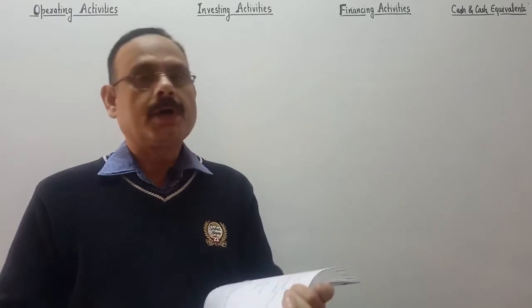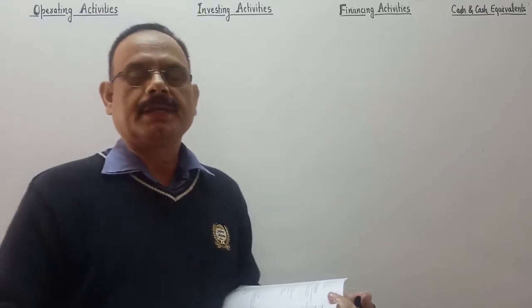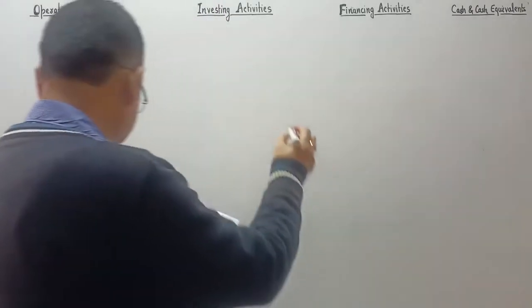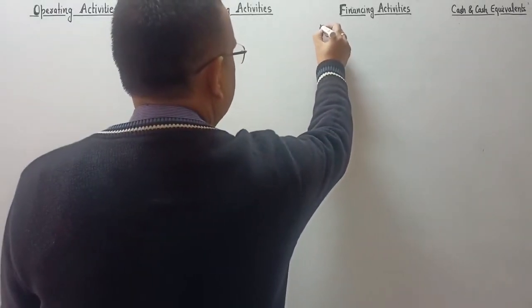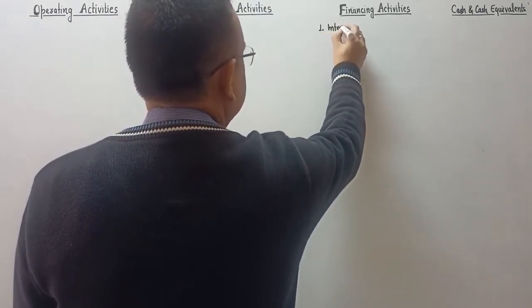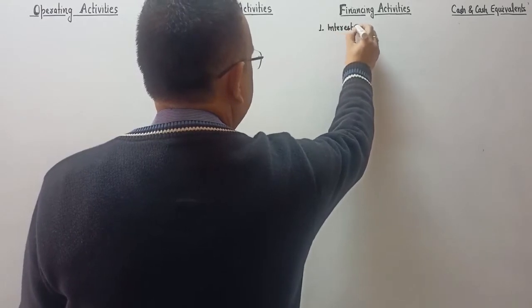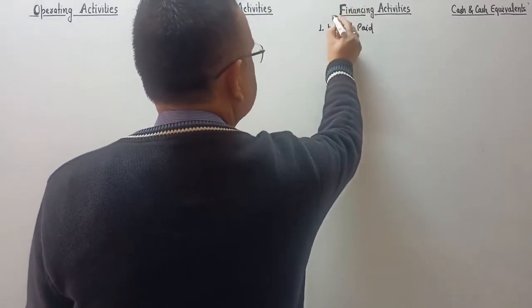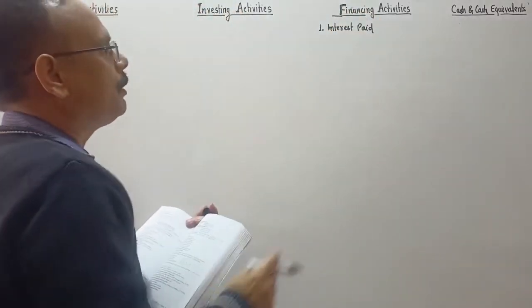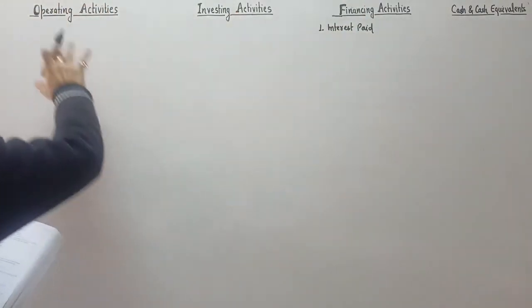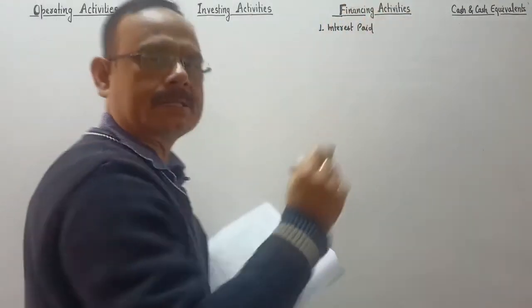Okay, so the first one is interest paid. When we pay the interest, it comes under financing activities. So I am writing below the financing activities. It comes under which activities? It comes under financing activity. I will write it over here, investing activity I will write it, and operating, and at last cash and cash equivalent.